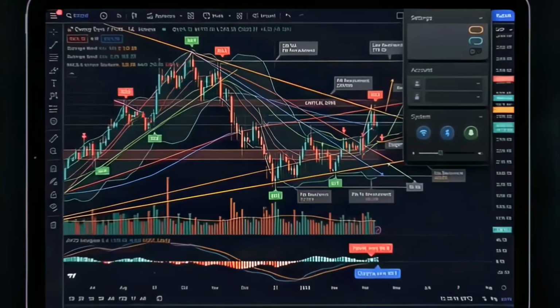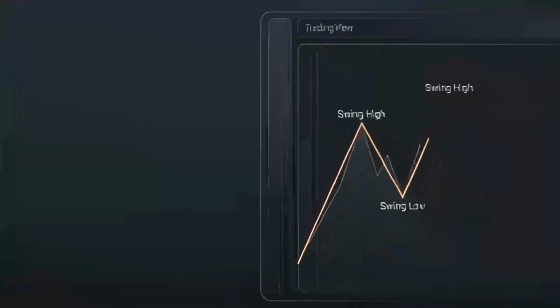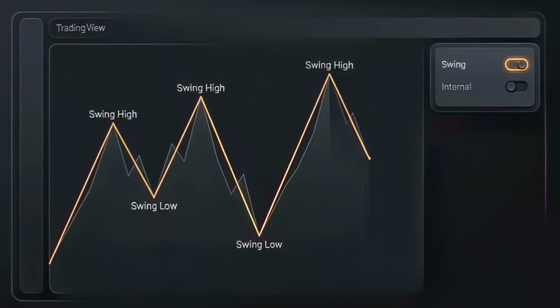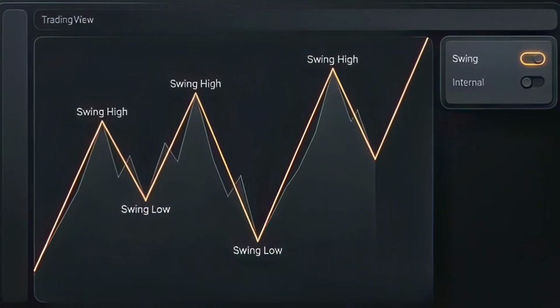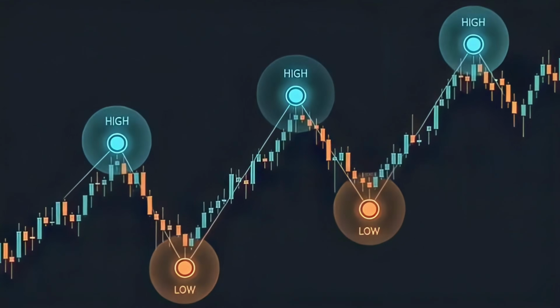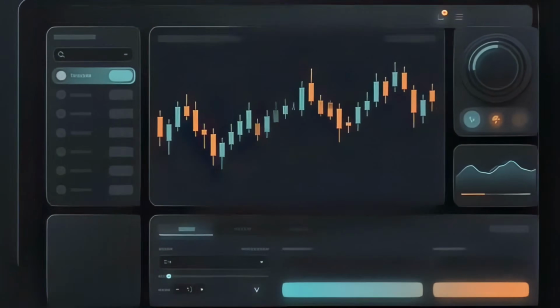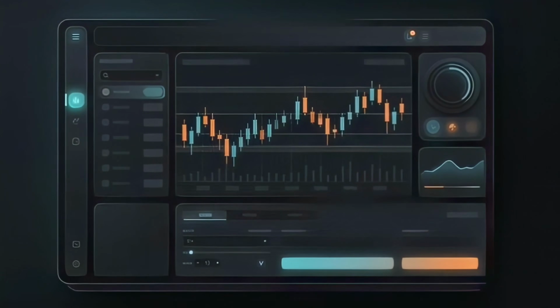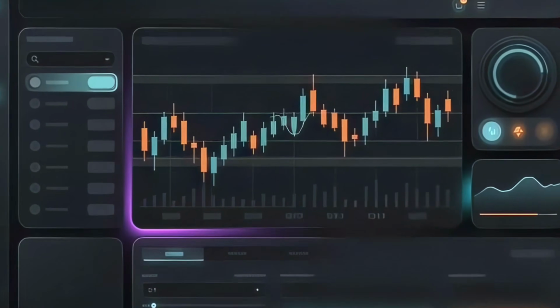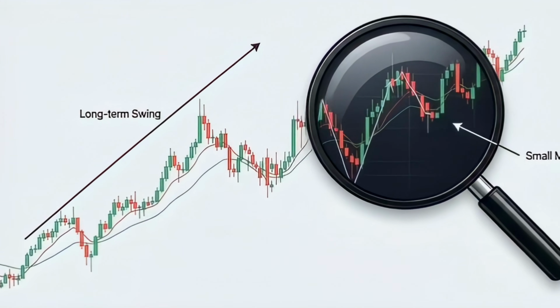And here is where most people go wrong. They turn both on, at full strength, and then wonder why their chart has 40 labels on it. My recommendation is this. Beginners should turn internal structure off entirely and trade only swing structure. It gives you far fewer signals, but the ones you get are the ones that actually matter. Once you can consistently read swing structure without hesitating, then bring internal structure back on and use it purely for timing your entries inside a bigger swing move.